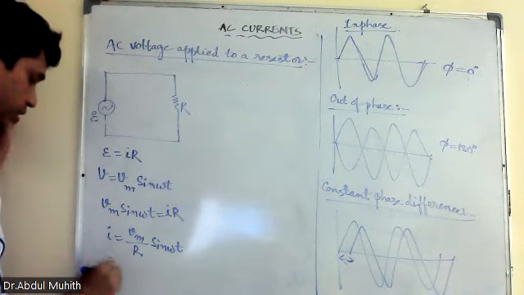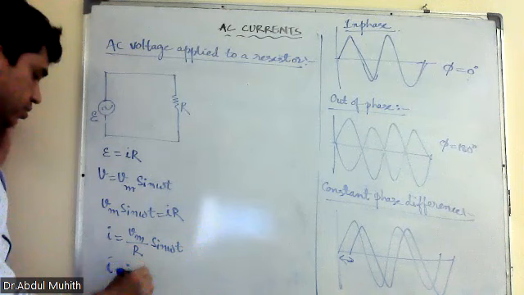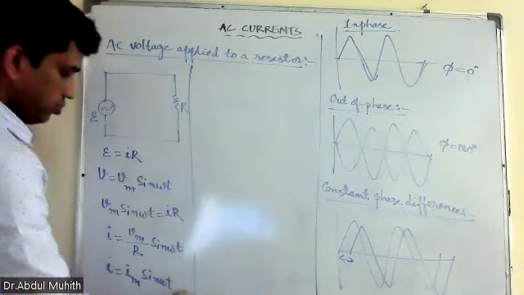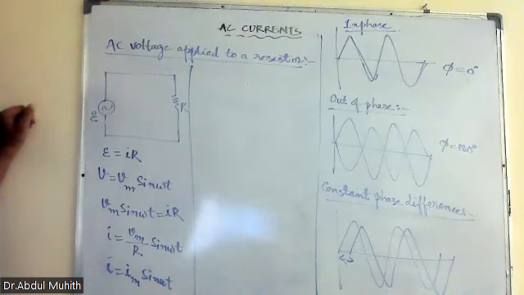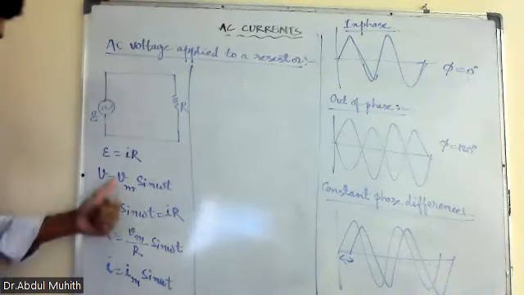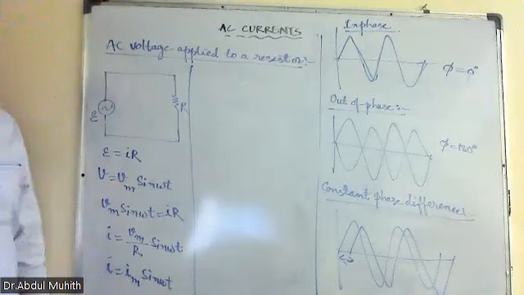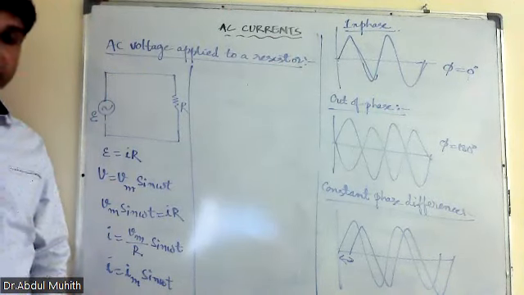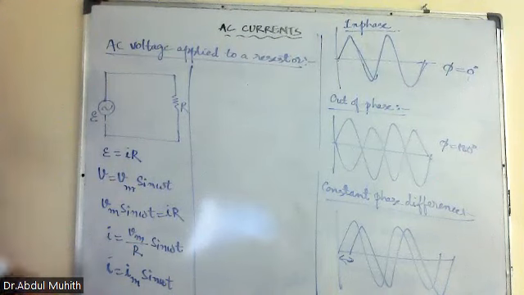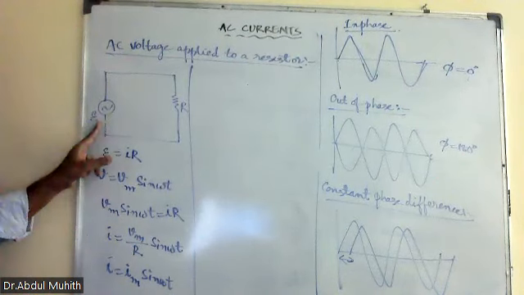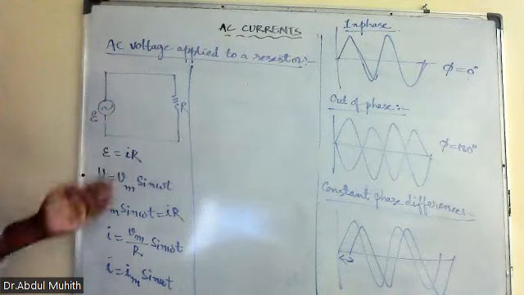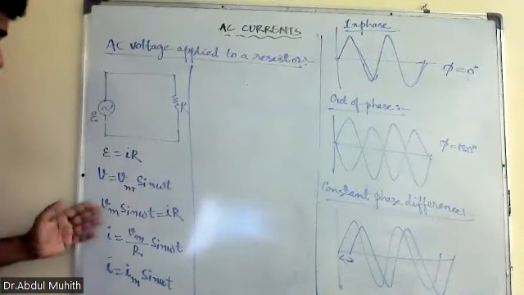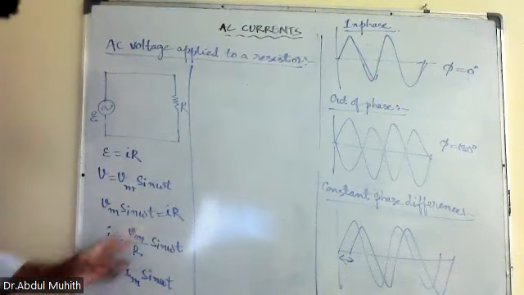And I is equal to Im sin omega t. So voltage and current are both in phase with each other. Once again, here E is equal to IR. This potential difference equals this one, and V is the input voltage, V equal to Vm sin omega t. We are equating Vm sin omega t equal to IR.